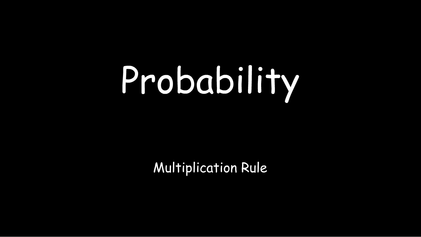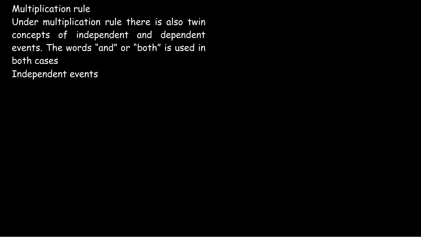Good day everyone, welcome back to our discussion on the topic probability. Today we'll be discussing the multiplication rule. Under the multiplication rule, there is also a twin concept of independent and dependent events. The word "and" or "both" is used in both cases.